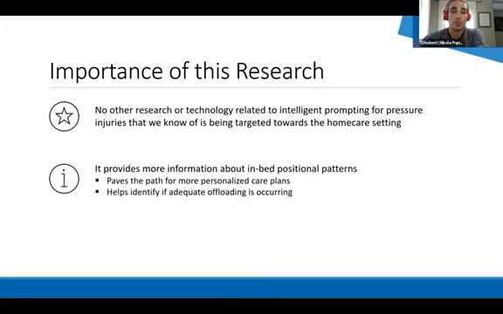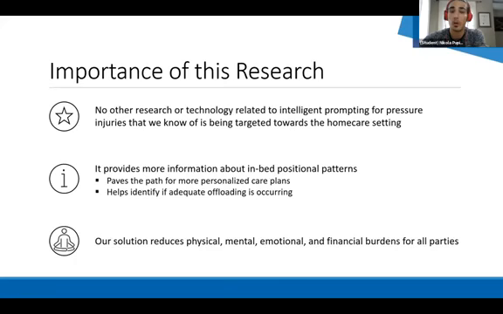Second, our solution will provide more information about bed positional patterns, which will allow for more personalized and patient-specific care plans. And finally, it will reduce the burden for all parties, leading to a better quality of life.